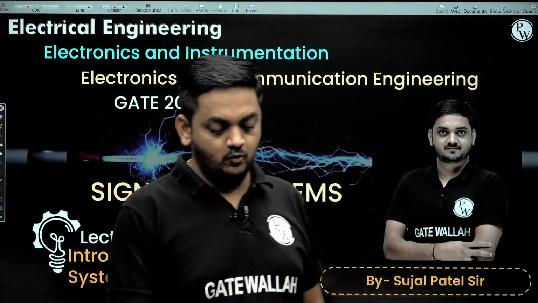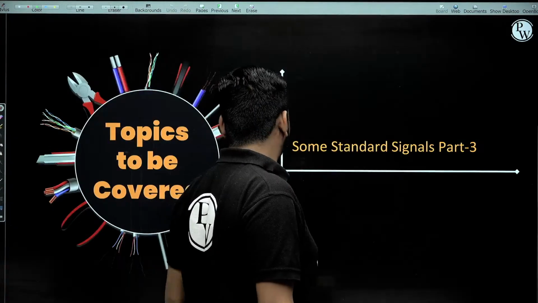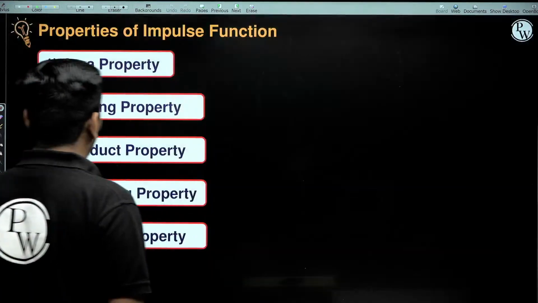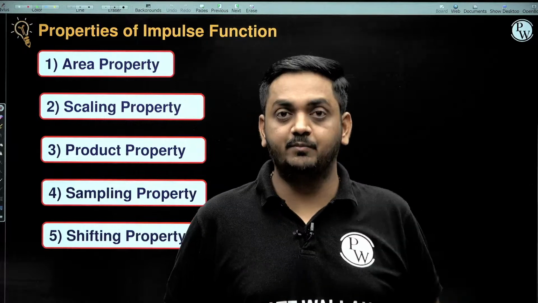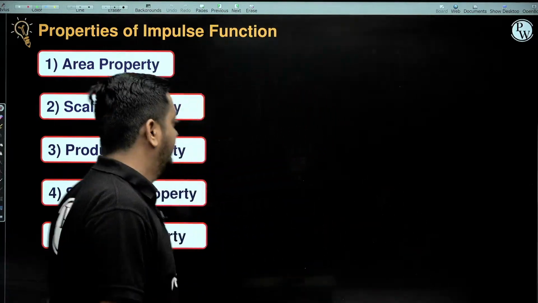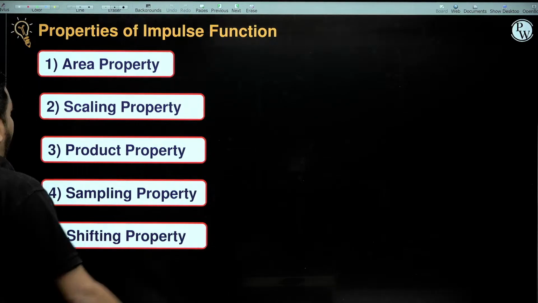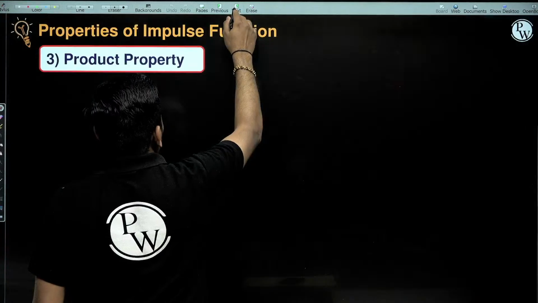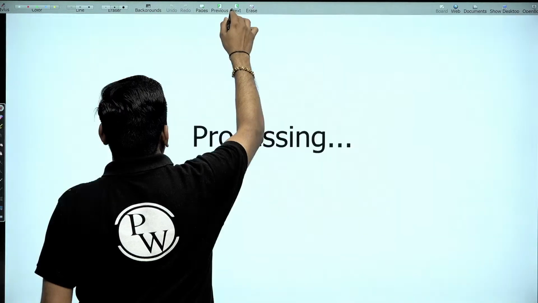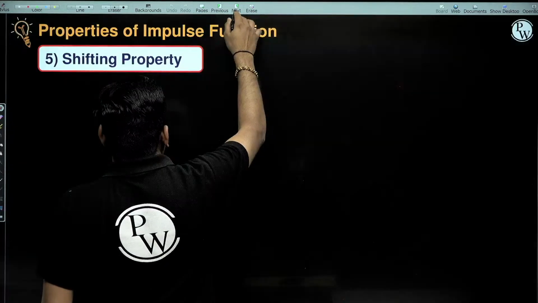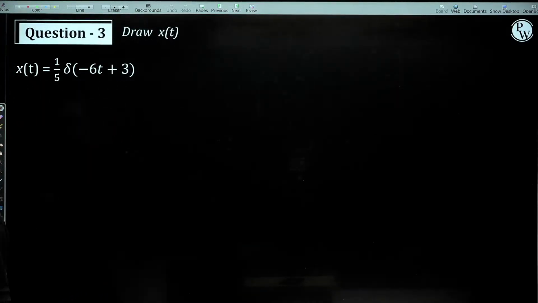So this is lecture number 4. In the last class, we saw the different properties of an impulse function, and I completed the area property and the scaling property. I also provided you some examples as homework.